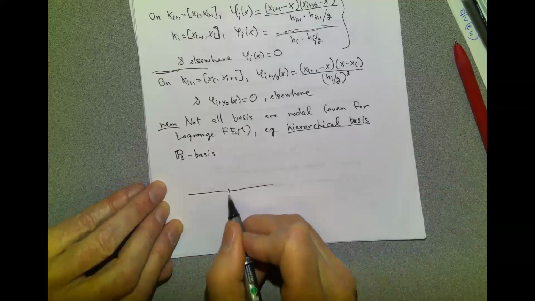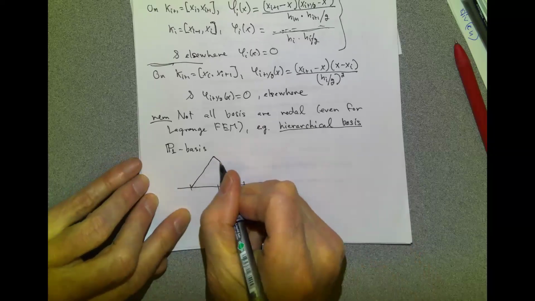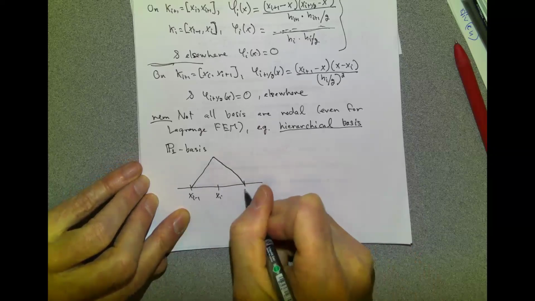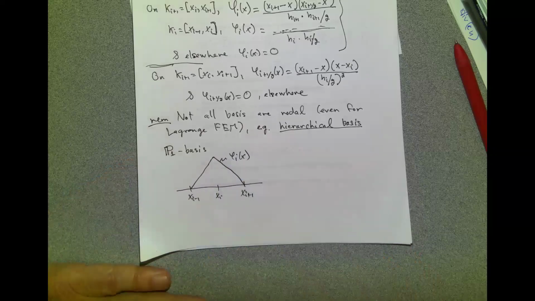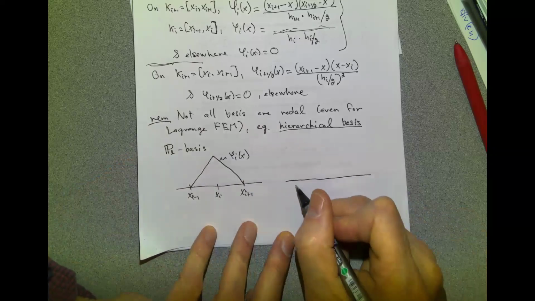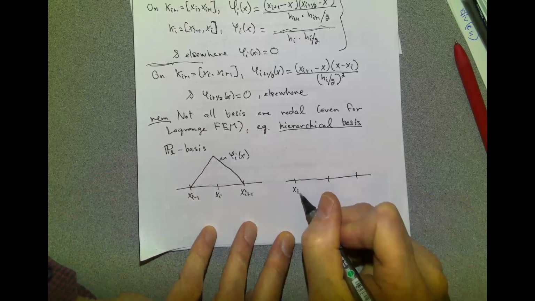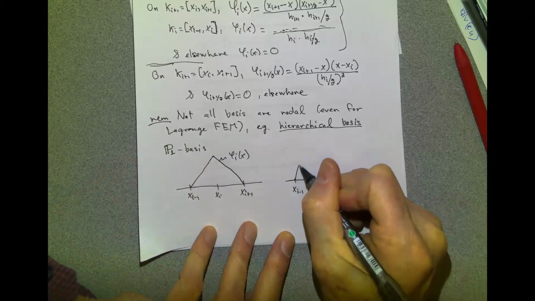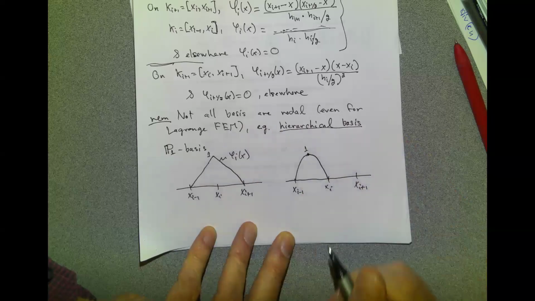So you would use the hat function, x_{i-1}, x_{i+1}. That would be phi_i of x, the P1 basis function. And then to make it quadratic, you would add those two elements, x_{i-1}, x_{i+1}. So you add the ones that are quadratic like that over here, which take the value 1 here.